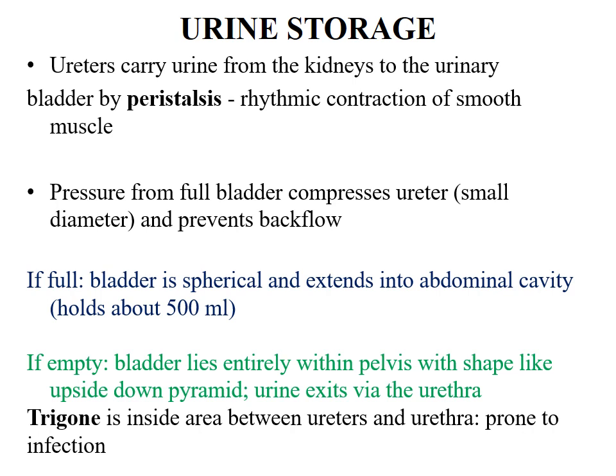If it is a full bladder, the bladder is spherical in shape and extends into the abdominal cavity, and it can hold about half a liter of urine, 500 ml. If the bladder is empty, it lies within the pelvis with a shape like an upside-down pyramid. Urine is excreted via the structure called the urethra. Trigone is a triangular area inside the urinary bladder between the ureters and the urethra. They are prone to infections.